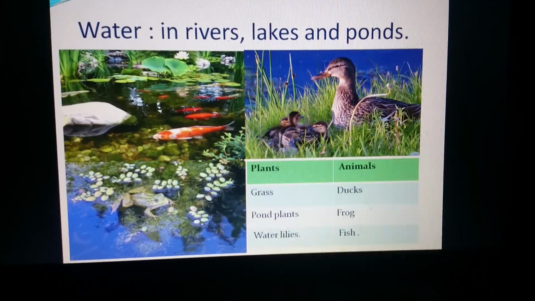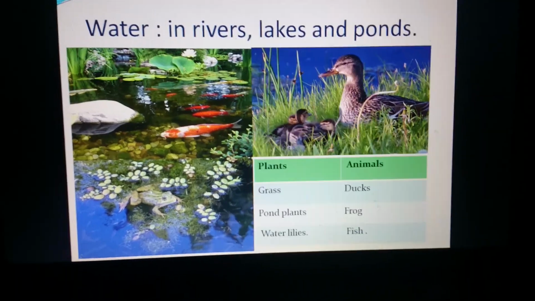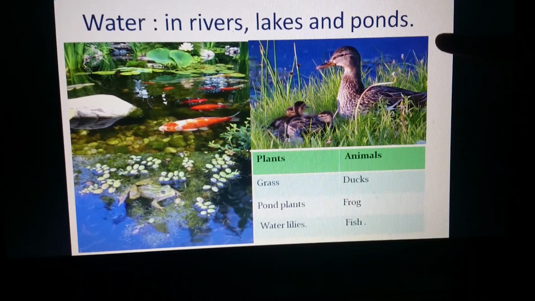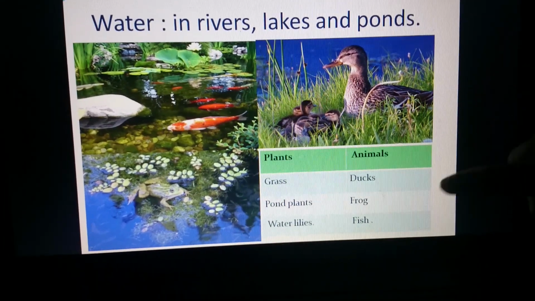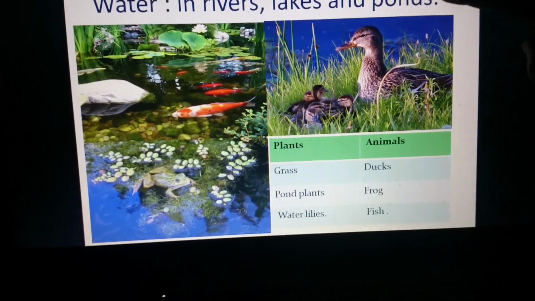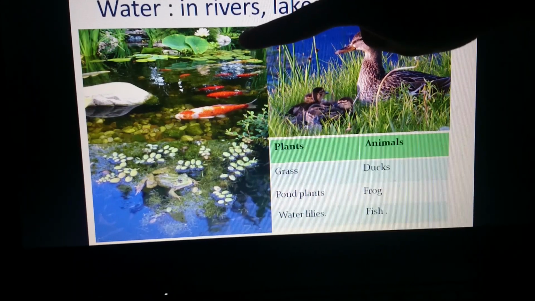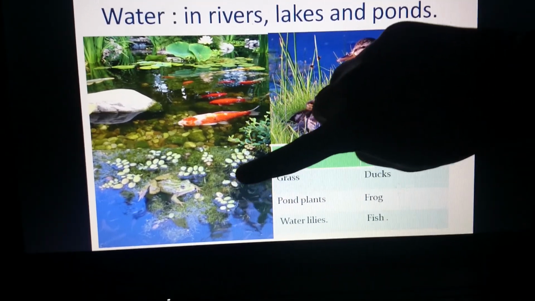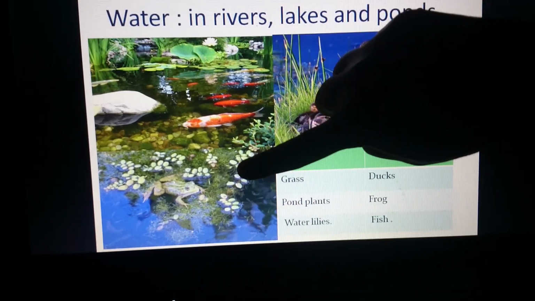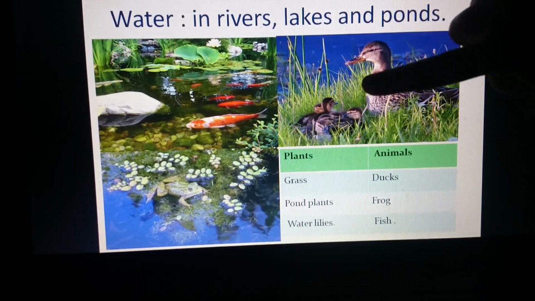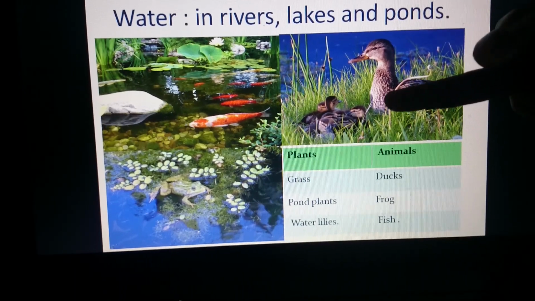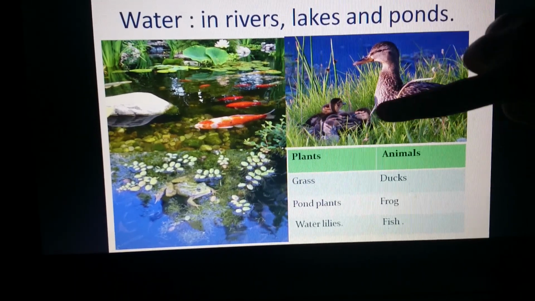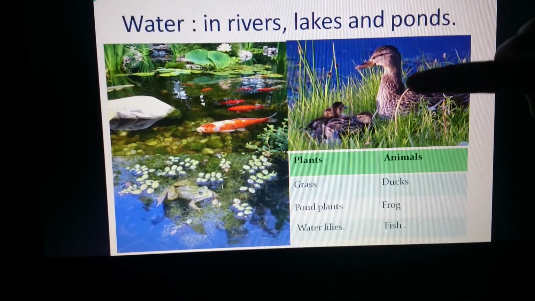We also find plants and animals in rivers, lakes, and ponds. If you look at this picture, you can see the pond fish, frogs, which you can also find in rivers and lakes, and ducks and ducklings, which you can also find near the lakes and ponds.